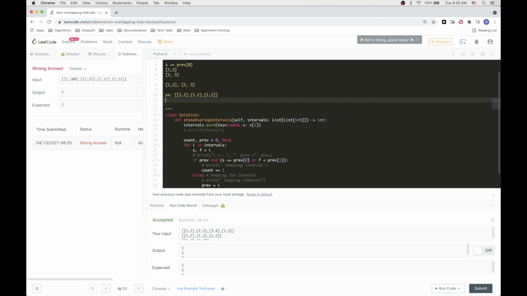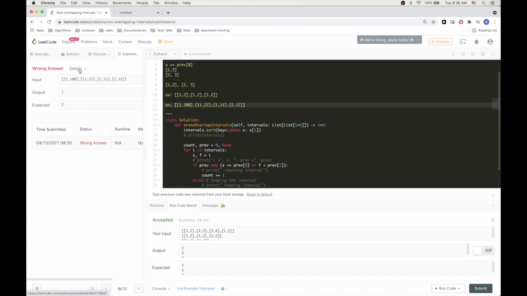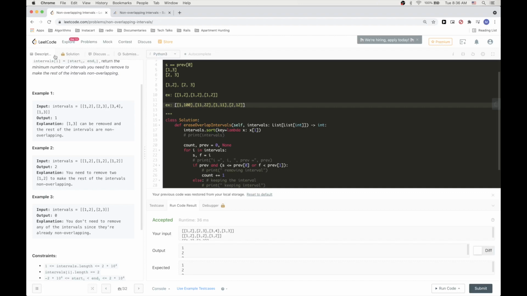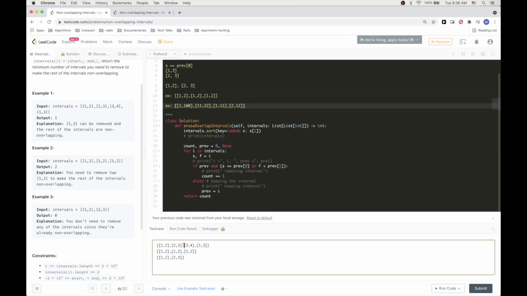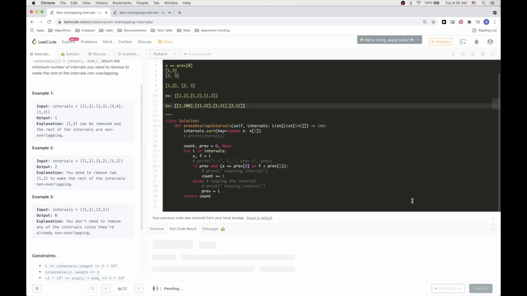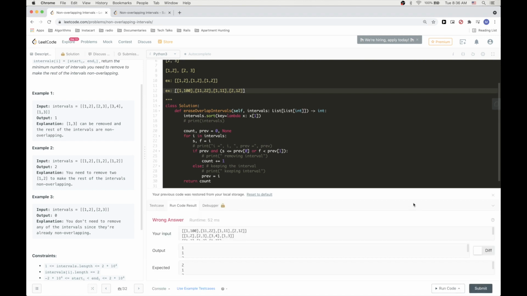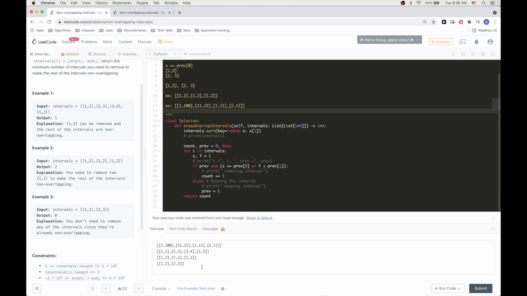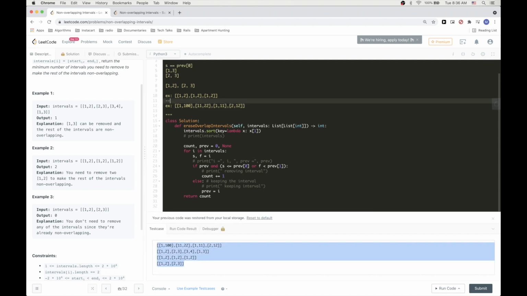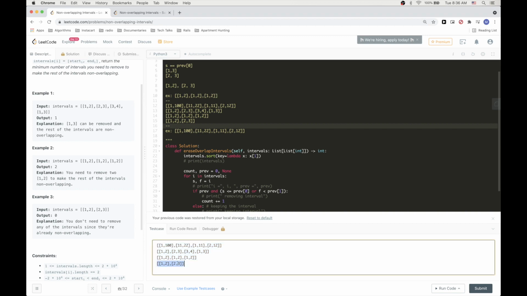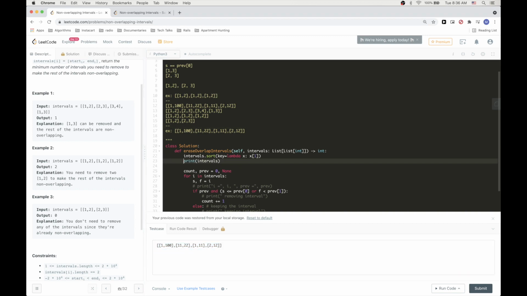Okay, there is this case that gives the wrong answer. I'm saying 2, so I'm removing too much. Let's see, we shouldn't take this one, right? So when we sort this one by finish time, let me first take these examples and push them here, then take only this one, sort the intervals.